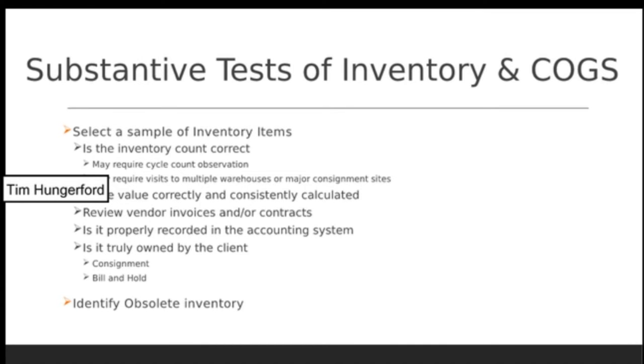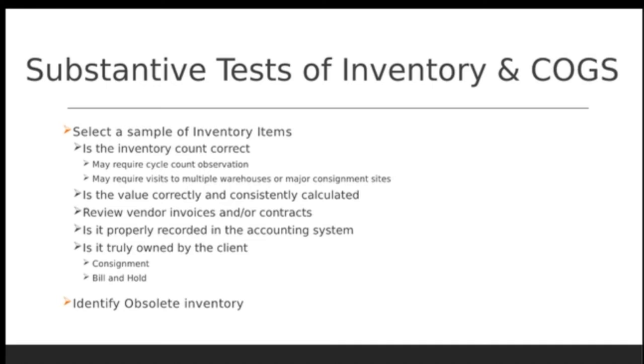After we've done our analytical procedures and we start to get into the substantive tests, especially for inventory and cost of goods sold, you're going to select some inventory items. Is the inventory count correct? You may require cycle count observation, may require visits to multiple warehouses or major consignment sites as part of that, depending on what your role is. It could be an internal auditor, that's what you would do. External auditor, you might have a different process related to that.